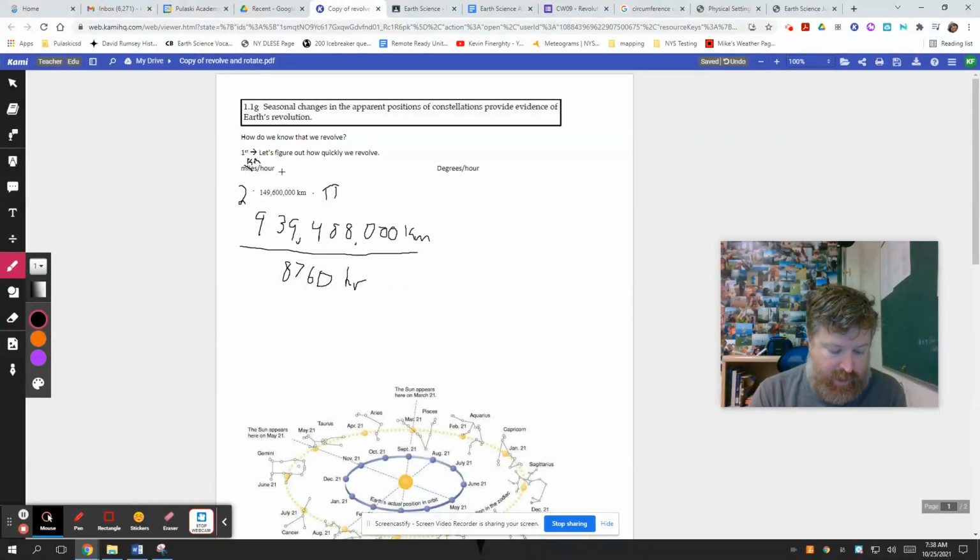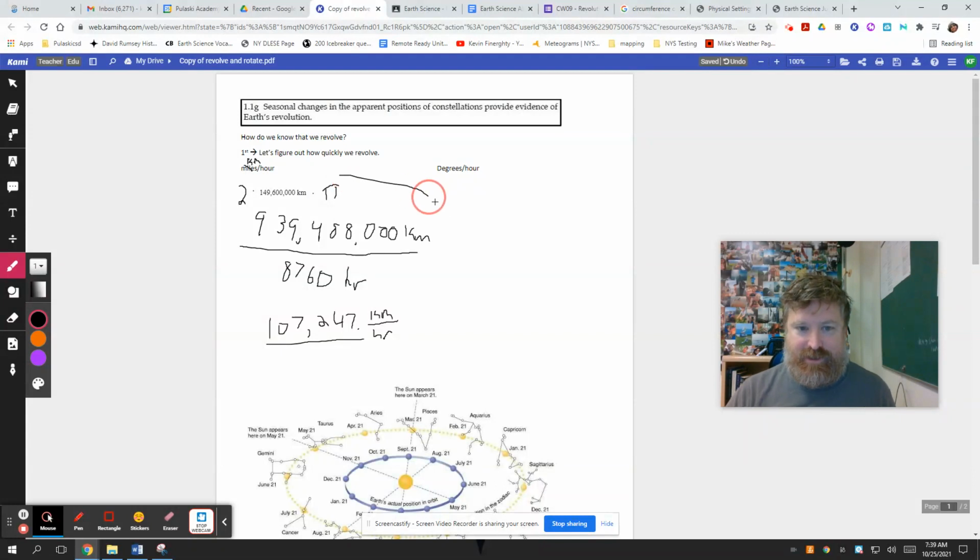939,488,000 divided by 8760. So we're going about 107,247 and a decimal, which I'll ignore because that's fast enough. We're going about that many kilometers per hour. So that's the speed at which the planet is traveling through space around the sun. Scary. Now, again, I'm not going to say any of this is critical for you making it through this.